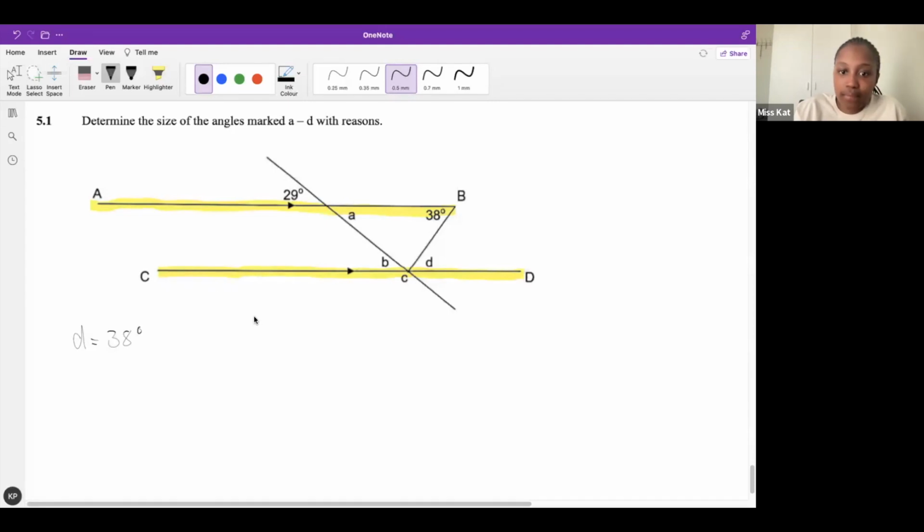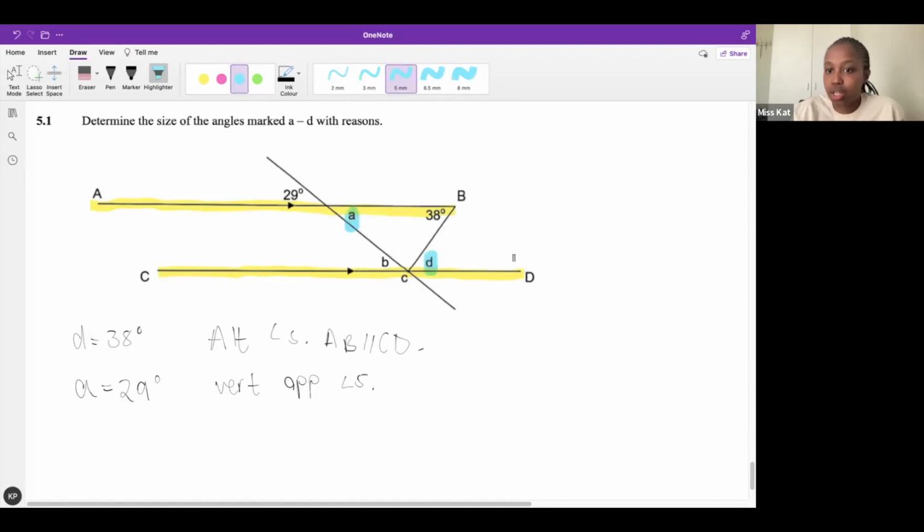Ma'am, can you finish that question? I wanted to answer find A. Okay, let me finish this one quickly. My reason for D is alternate angles because we have been told that AB is parallel to CD. Yes? So, ma'am, A equals 29 degrees because of vertically opposite angles. Nice. So far we have A and we have D. Okay, let's see. I see Abu has written something there.